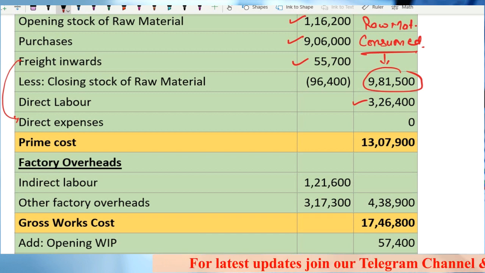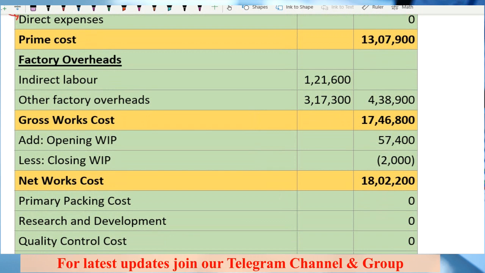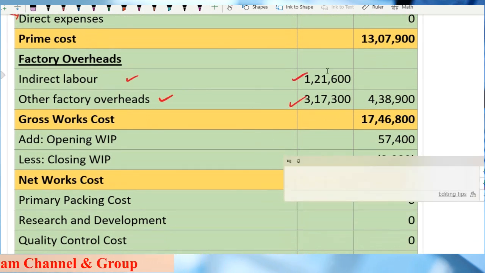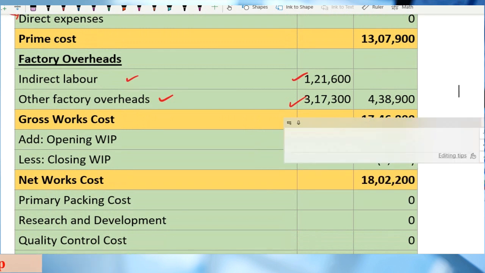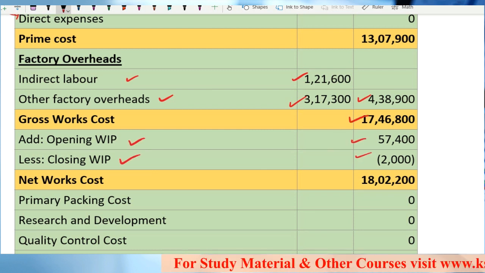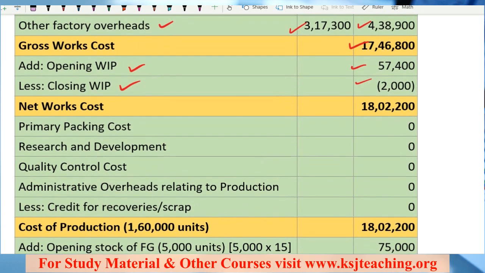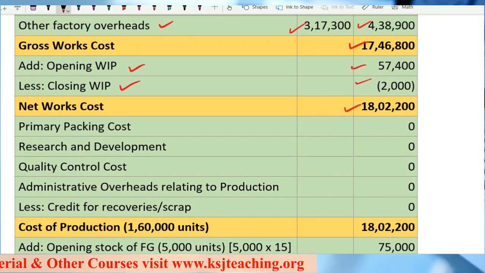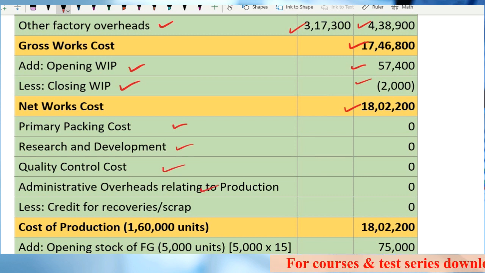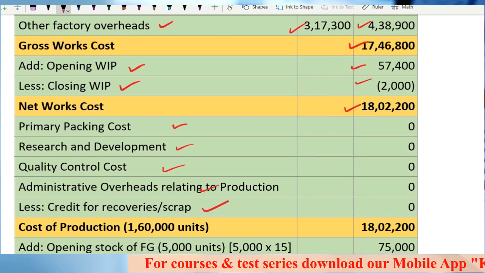So prime cost is 13,07,900. Factory overheads will contain two things, indirect labor and other factory overheads. Both are given to you, so nothing to worry about. 4,38,900 is the gross factory cost. Add opening WIP, less closing WIP, so you get the net works cost or the factory cost, one and the same thing: 18,02,200. No issues up till this point. Clear? Now, for the cost of production, do you have anything? Primary packing, research and development, quality control, administration related to production, less credit for recovery, scrap? Nothing, sir. Absolutely nothing is there.